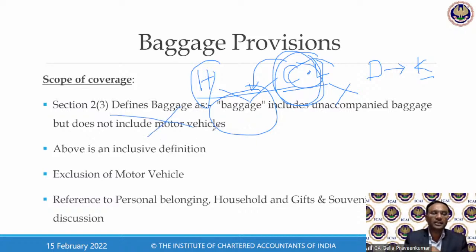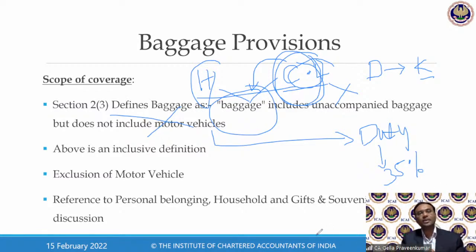Why does it not include motor vehicle? For the reason of the duty which needs to be paid. The duty in case of baggage is prescribed at the rate of 35% ad valorem. The rate of duty is 35% in case of baggage. In case of motor vehicle, generally the customs duty is 100% of tariff value. So if the value of goods imported is 1 crore 25 lakhs, my customs duty happens to be 1 crore 25 lakhs. For that reason, motor vehicles are kept outside the definition of baggage.